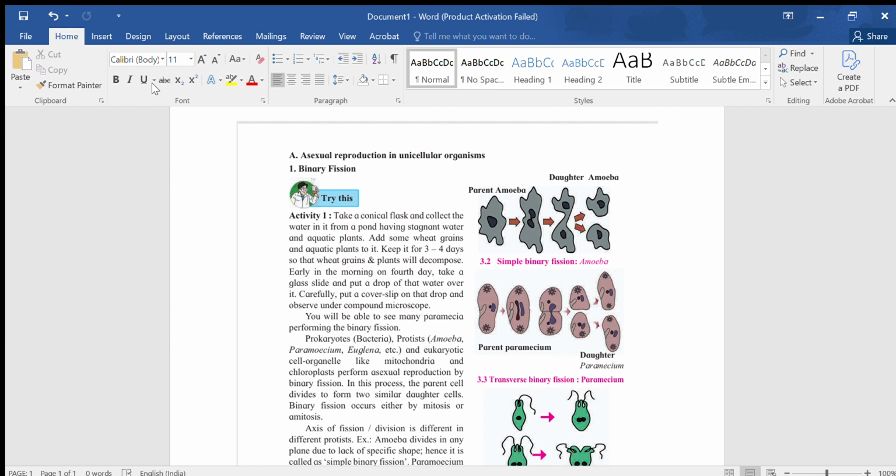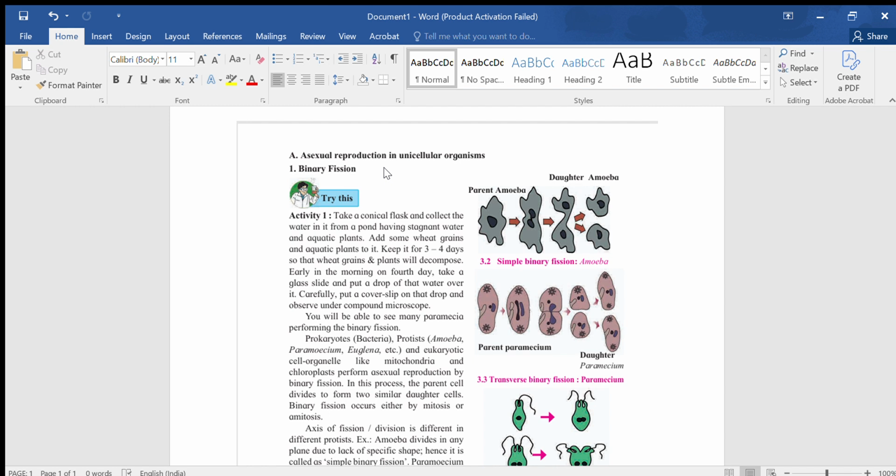As we know, there are different types of reproduction that happen in unicellular organisms. So the first topic is binary fission. Here binary means two, to produce a duplicate, or reproduce the same organism as the parent. So firstly we'll cover binary fission.